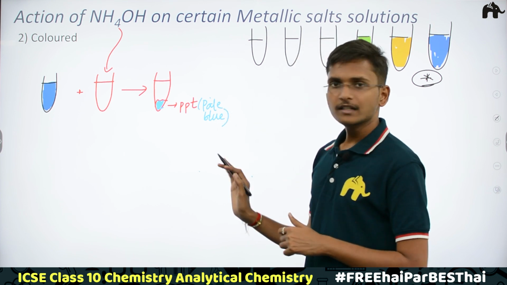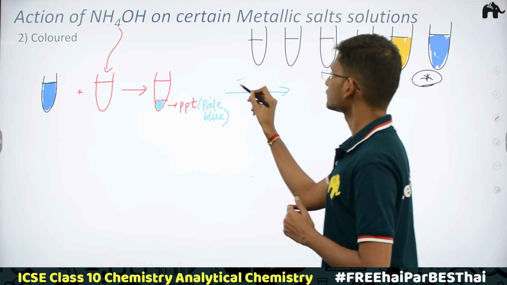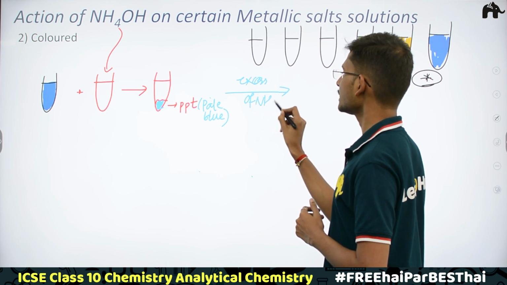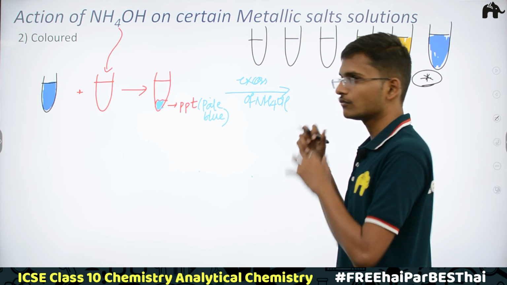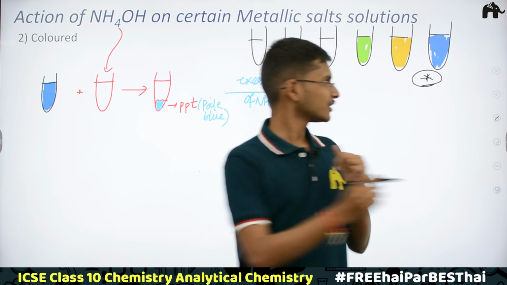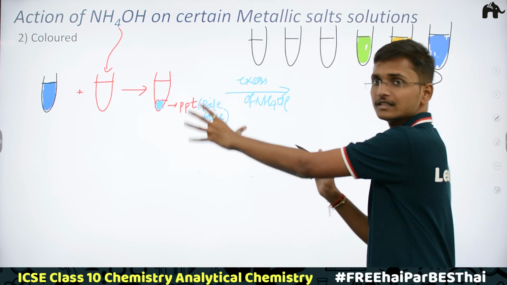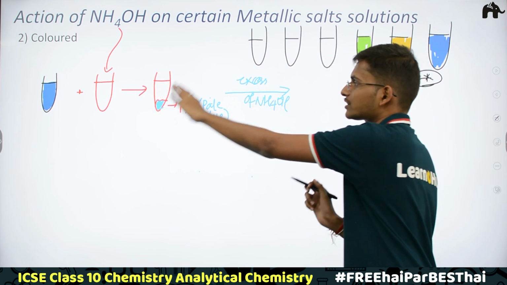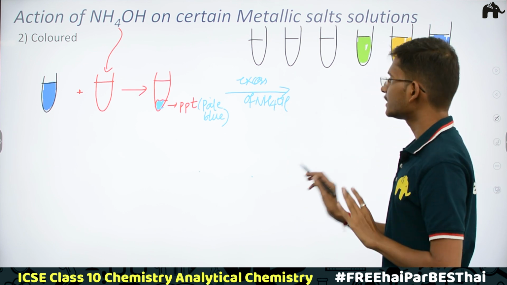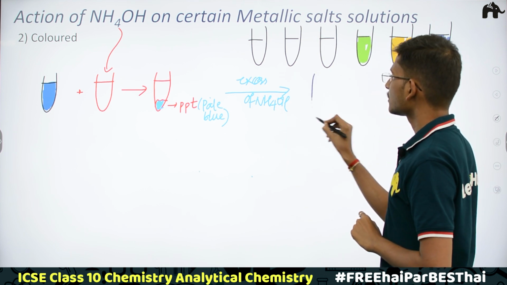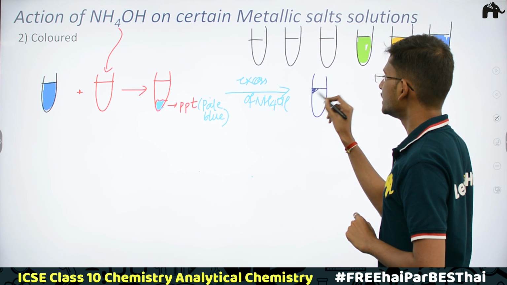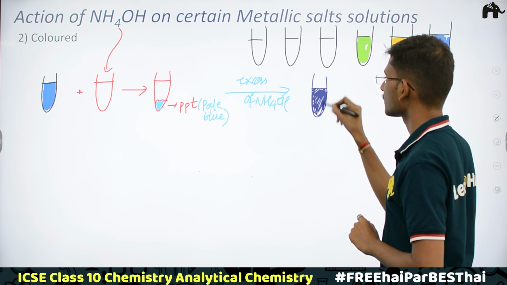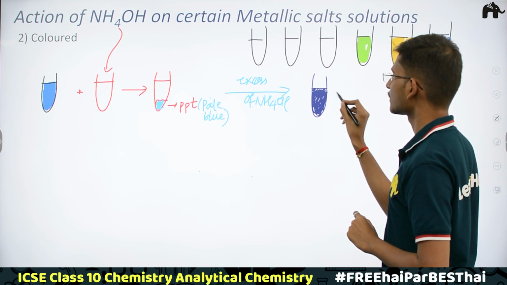Okay, and when we are adding excess of ammonium hydroxide into it, what is happening? Magic. Because when we are adding excess of ammonium hydroxide into this test tube, into this colorless solution and this pale blue precipitate, we are getting a deep blue solution. Okay, very, very interesting.